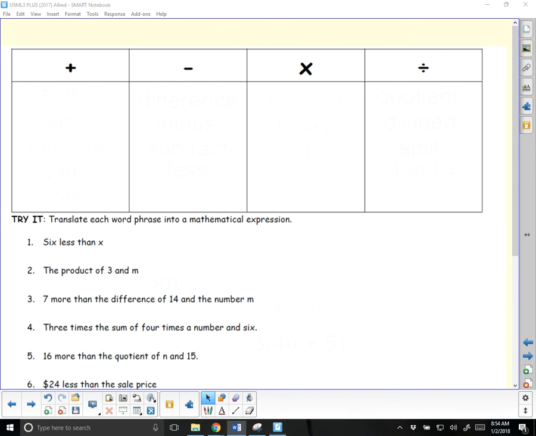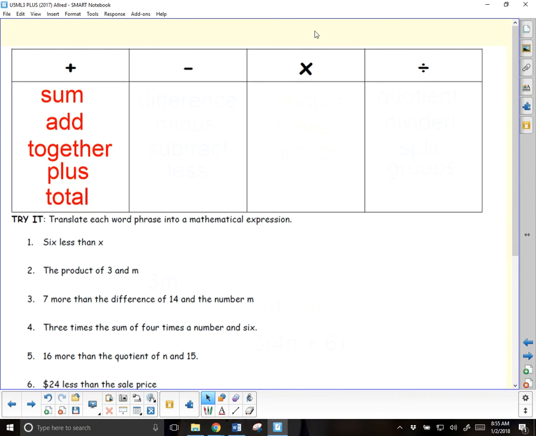The first thing we're going to do is list a couple of word phrases that can be translated into equations. We're going to fill in this chart with words that mean each mathematical operation. There could always be more terms in this list, and if you come across any more words that might mean addition, subtraction, multiplication or division, you can add them. For addition: sum, add, together, plus, or total. Those are words that might indicate addition in a word problem.